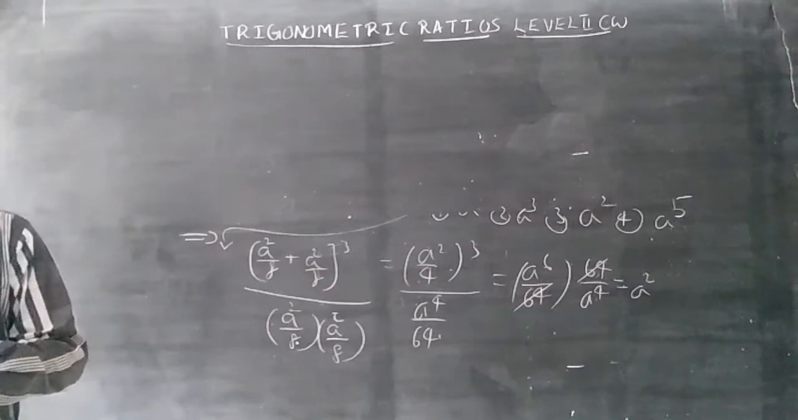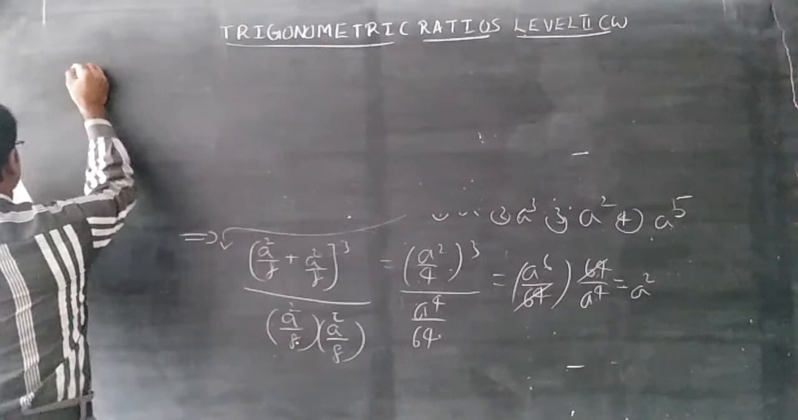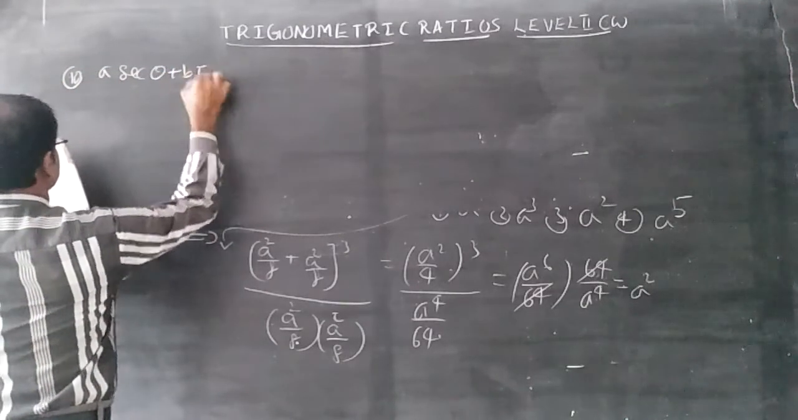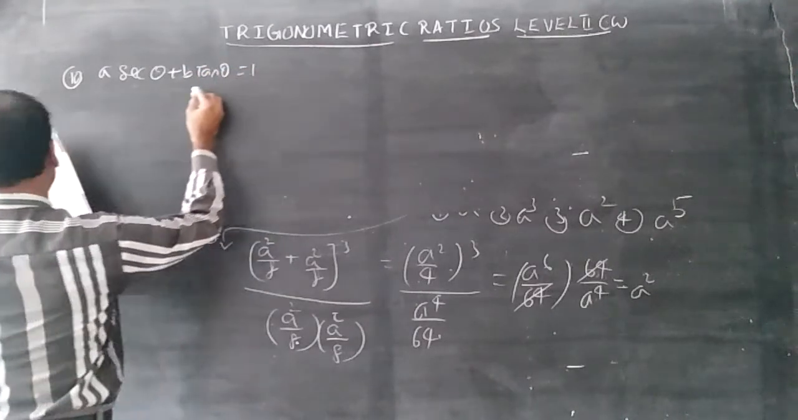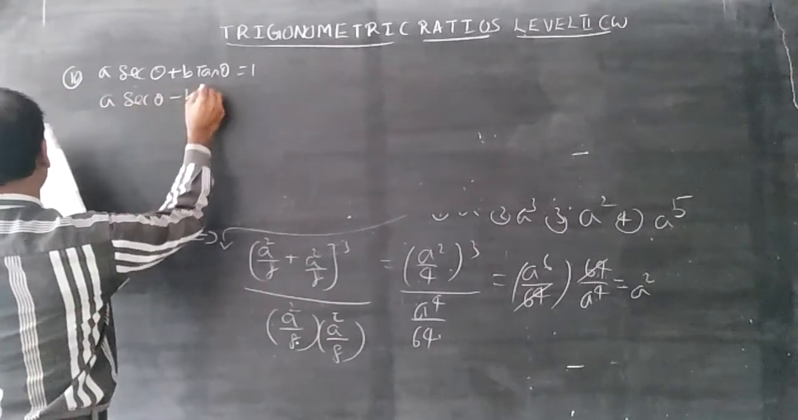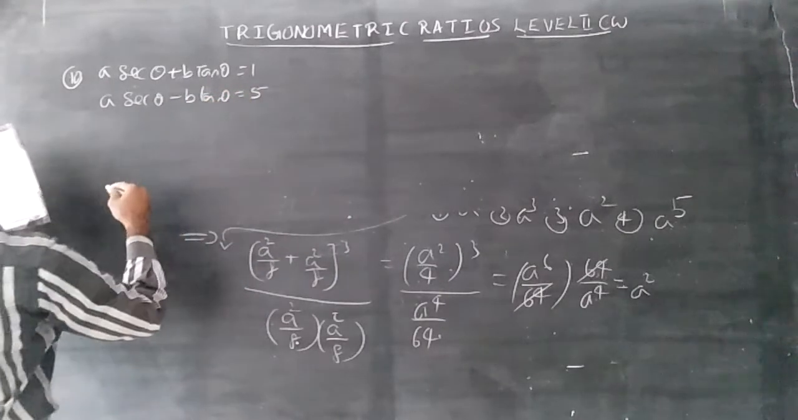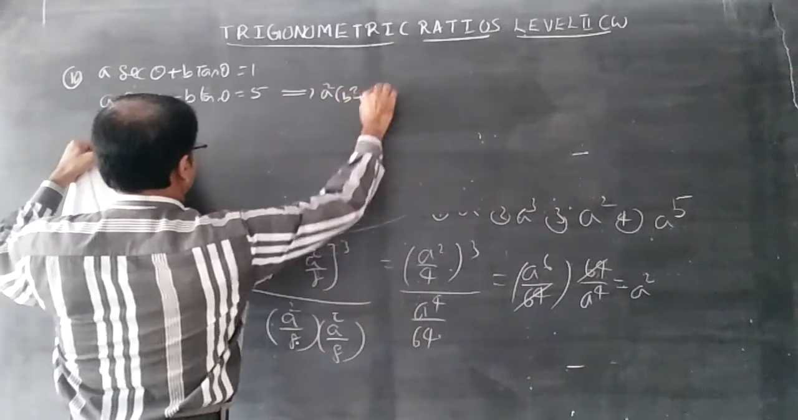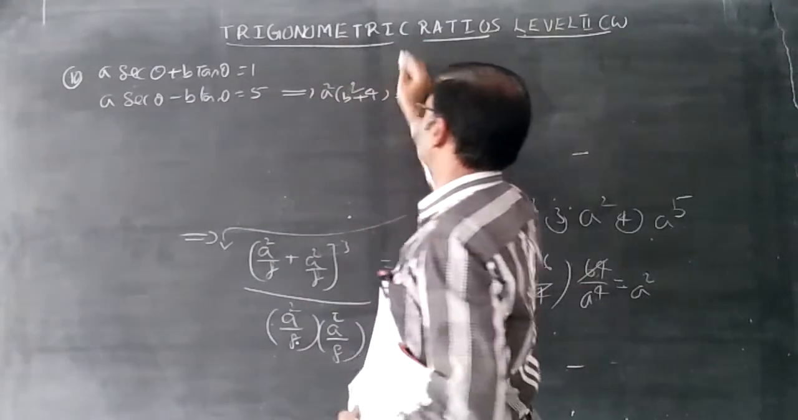Simply put the formula, get the answer in that way. Good. Next, this is the 10th question for you. a secant theta plus b tan theta is equal to 1, a secant theta minus b tan theta is equal to 5. That implies a square into b square plus 4 is equal to what?